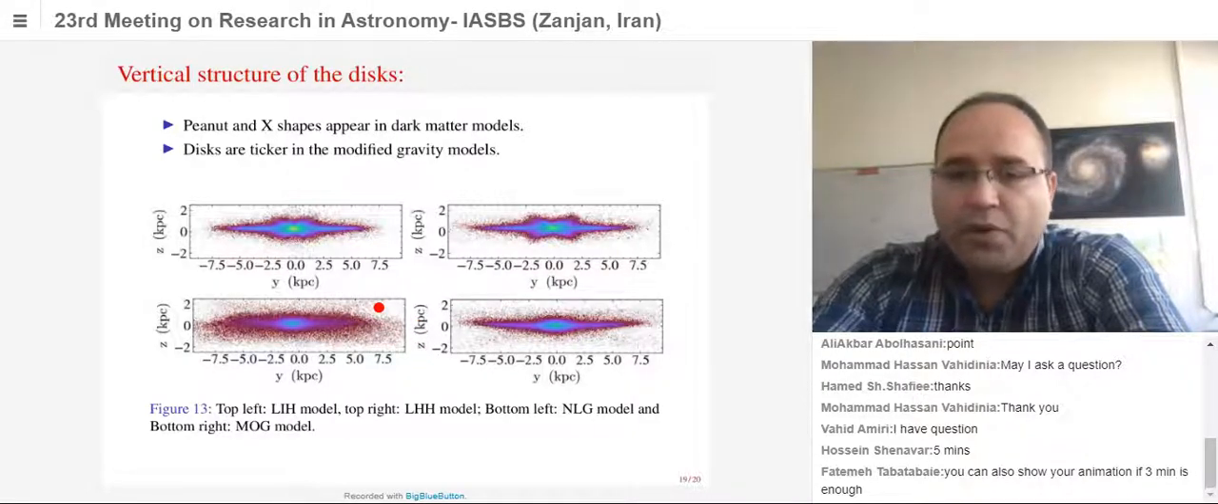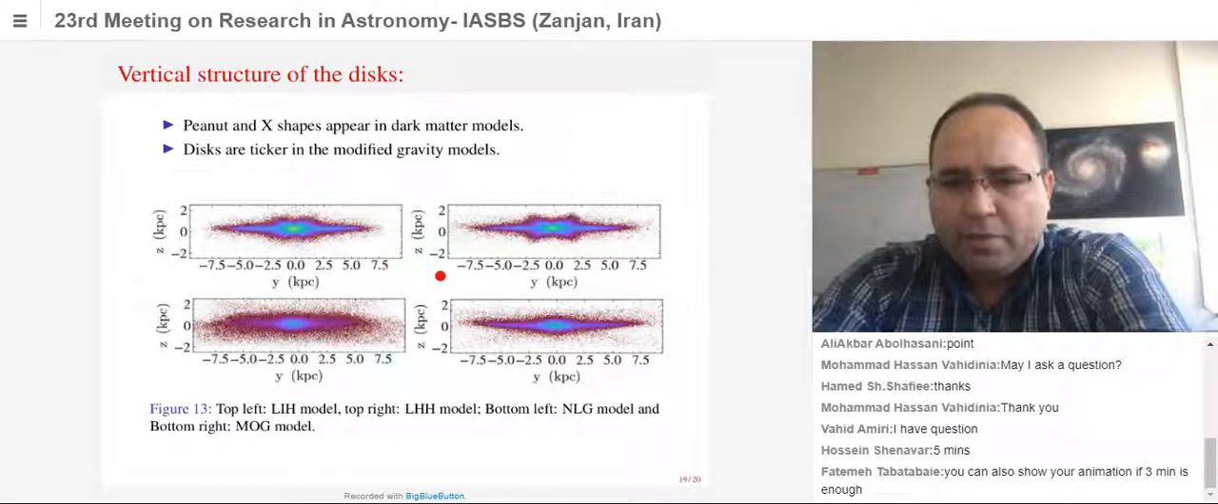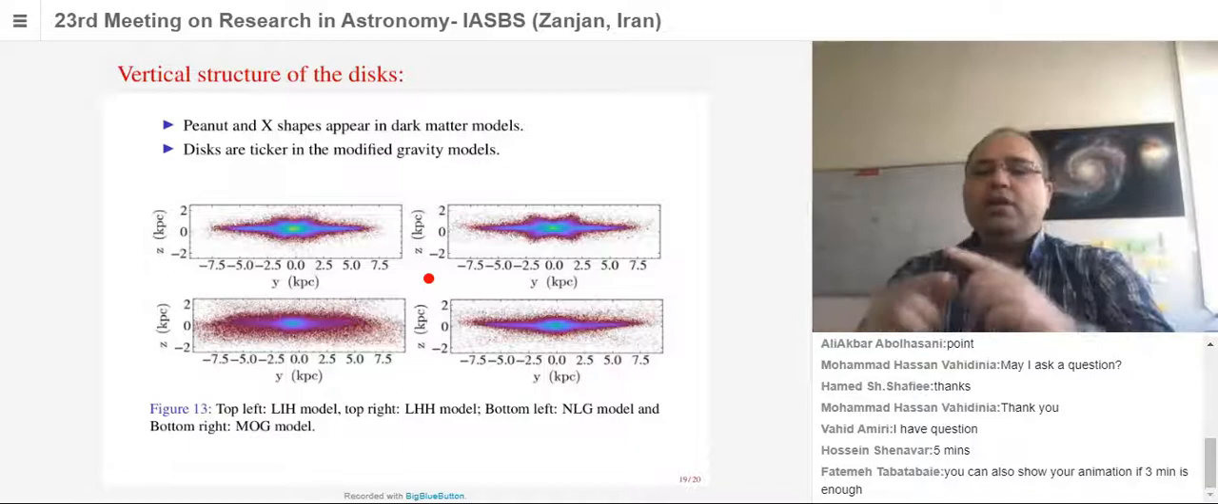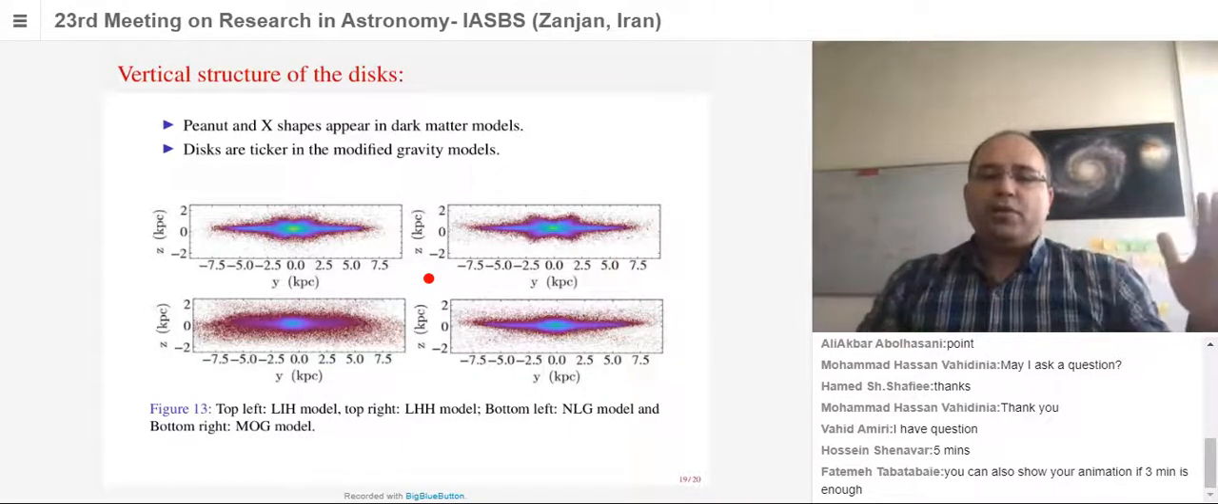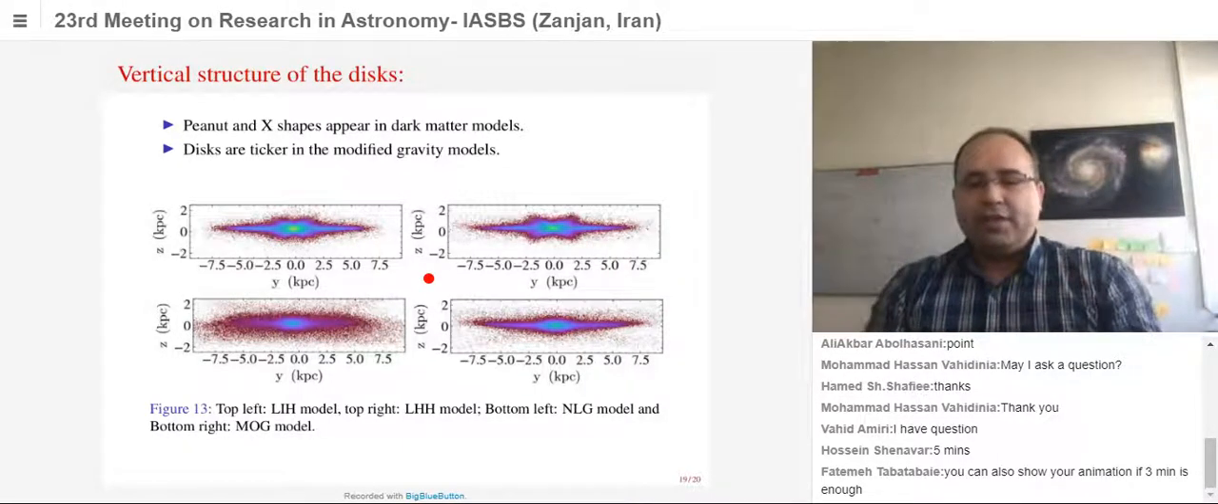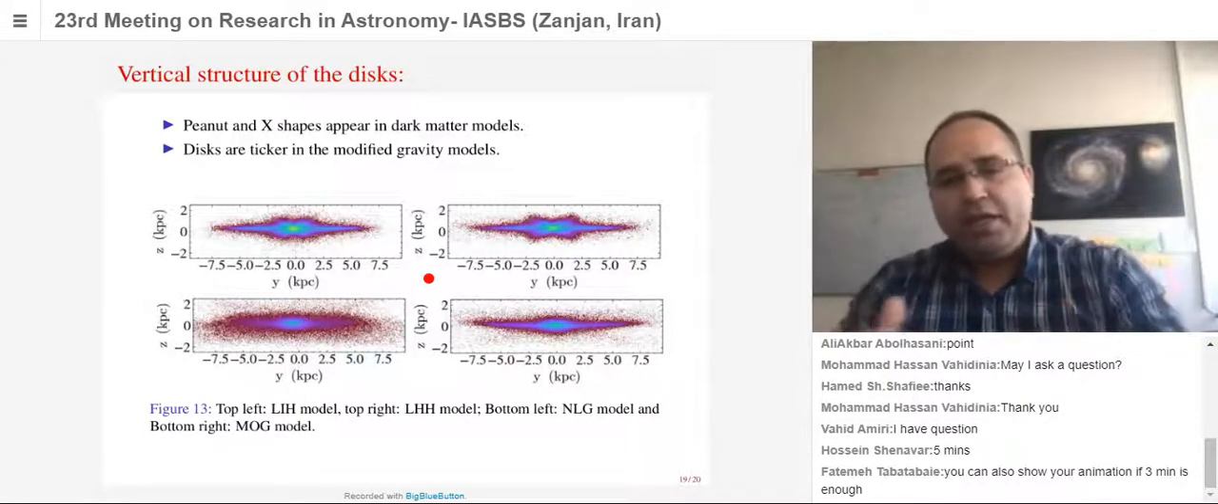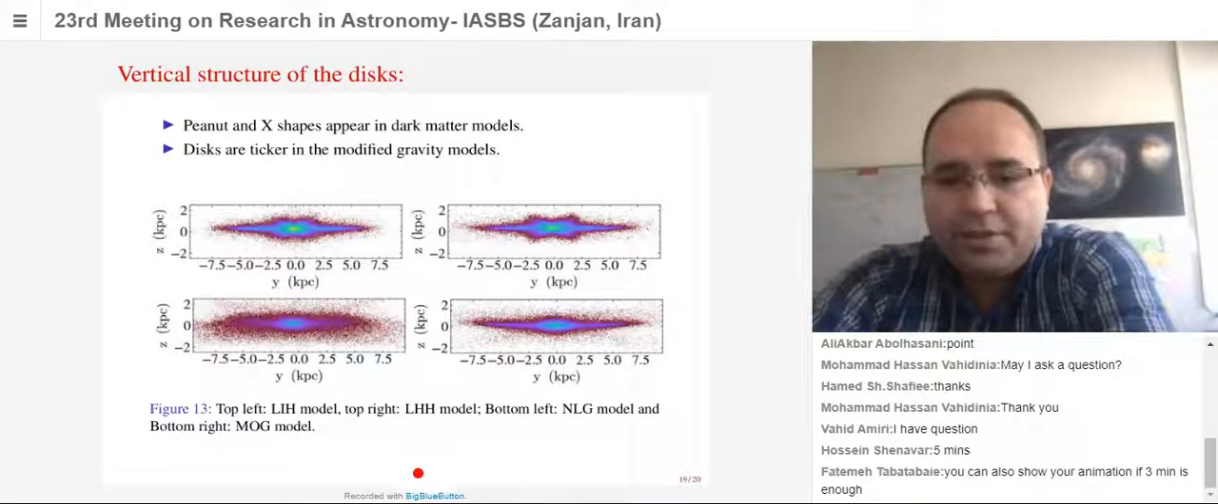I mean, comparing modified gravity and dark matter models, we've seen in our simulations that disks are much more extended in radial size in modified gravities. And we believe that with these big differences, there should be some link with real observations.